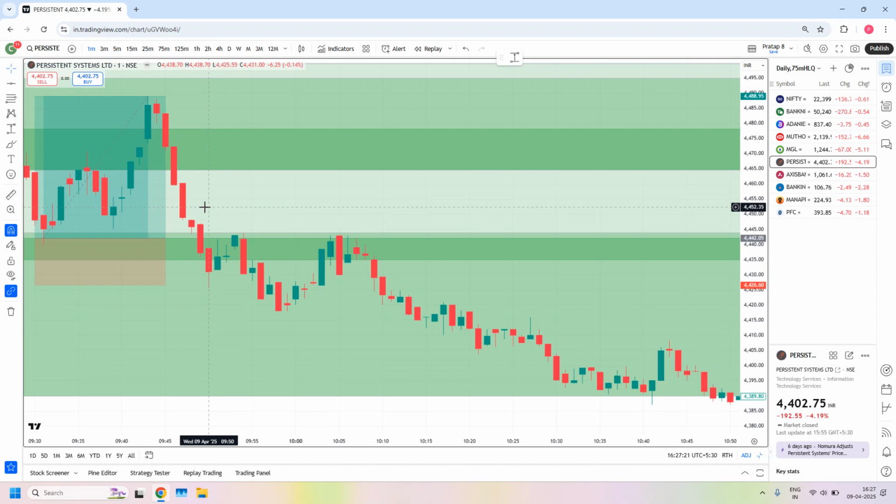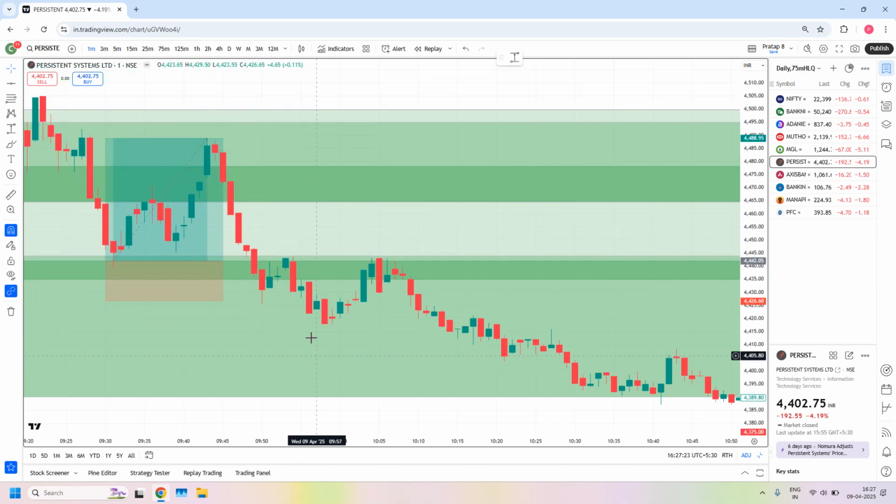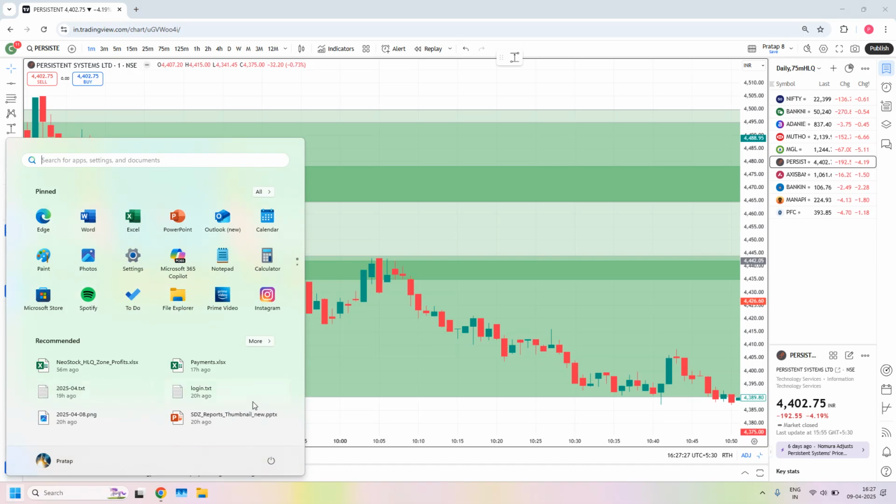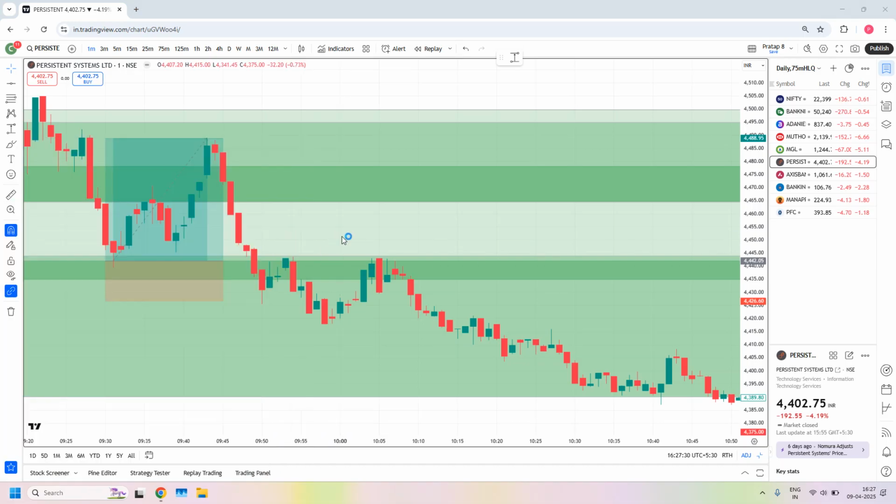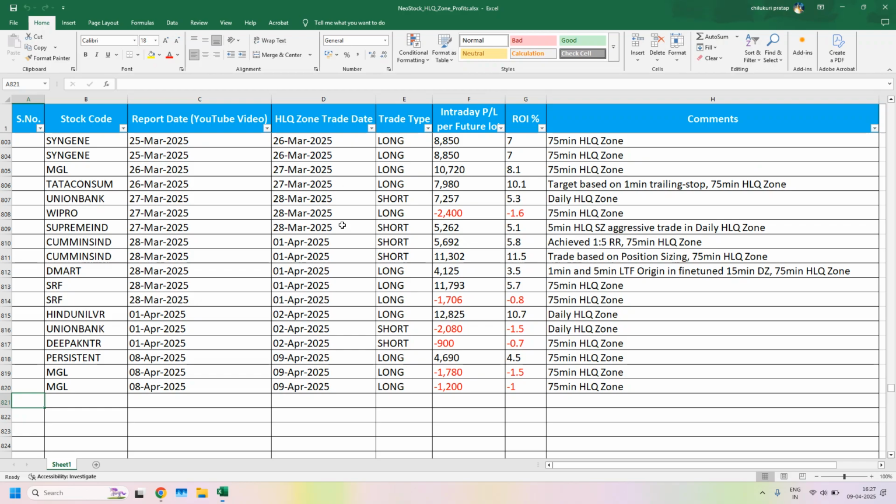From the performance point of view, 1:3. So at 1:3 RR, how much profit has our software given? I think around 4,600 or something. Yeah, 4,690 rupees it has given as profit, which is 4.5% ROA as per one futures margin cost.